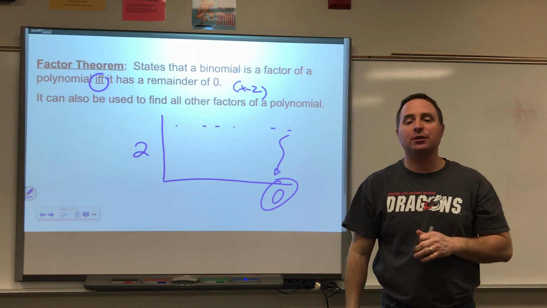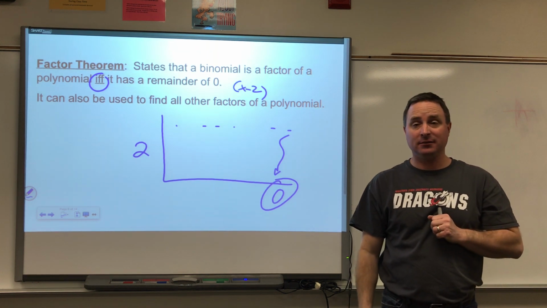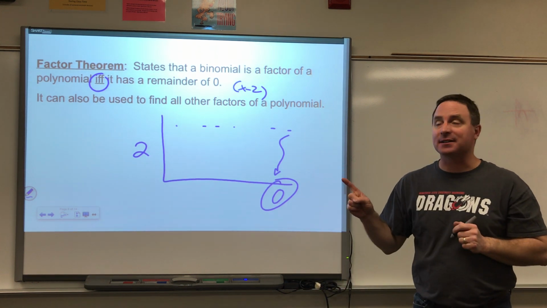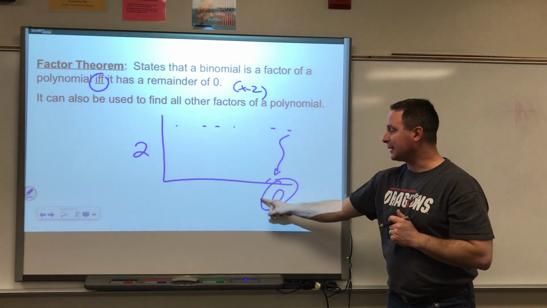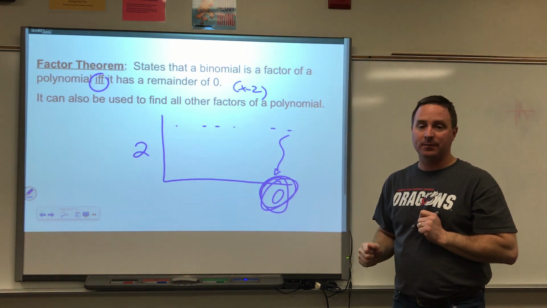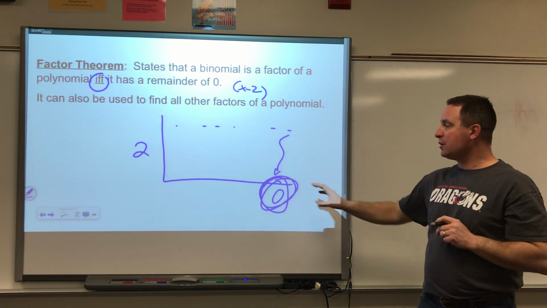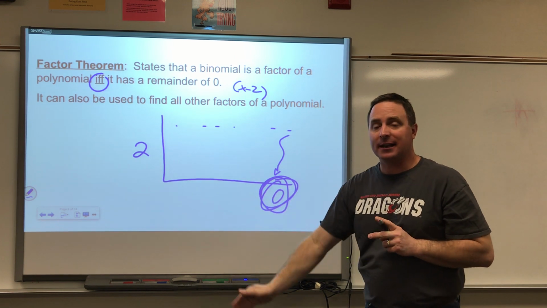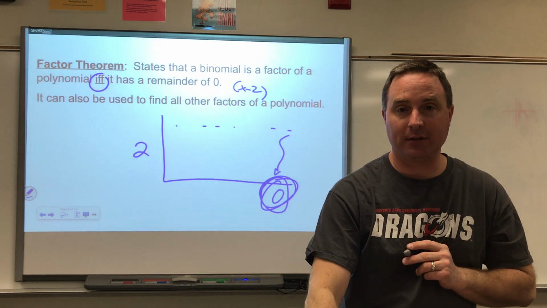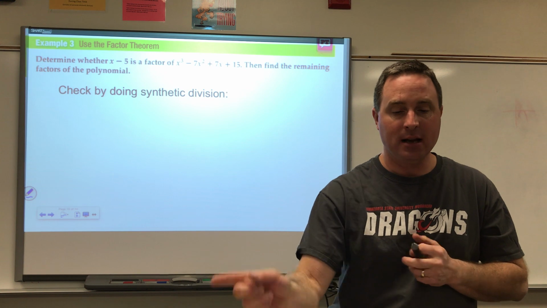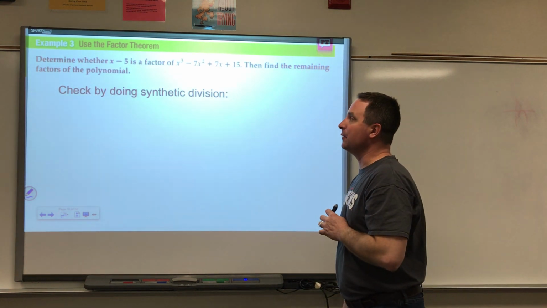What we're going to do here is synthetic division again. We're first off going to check to see if something is a factor. We're going to check to see if its remainder is 0. And then we're going to use this answer to help us find the other factors of the polynomial, as you'll see here shortly. All right, so here's an example of one.